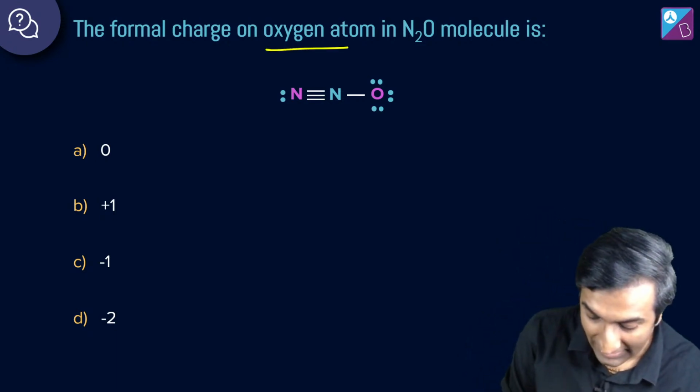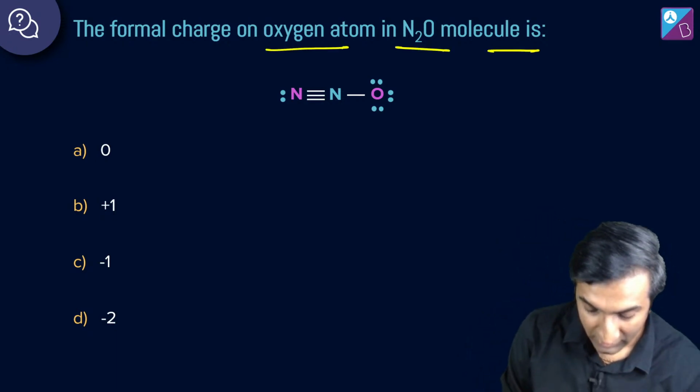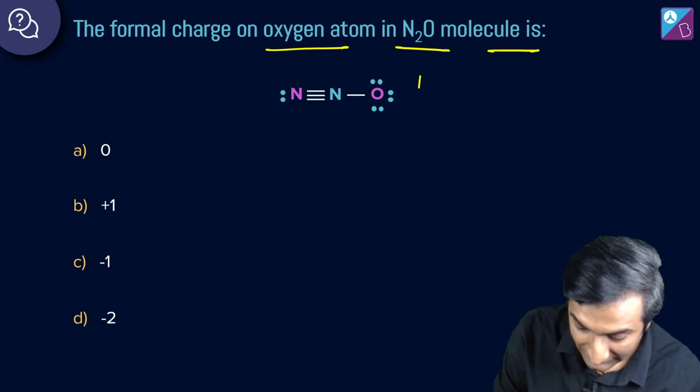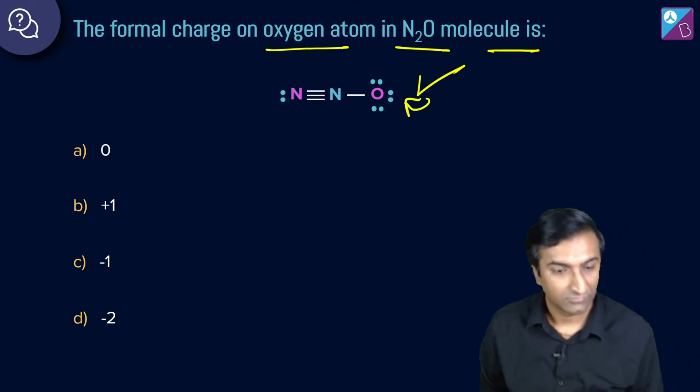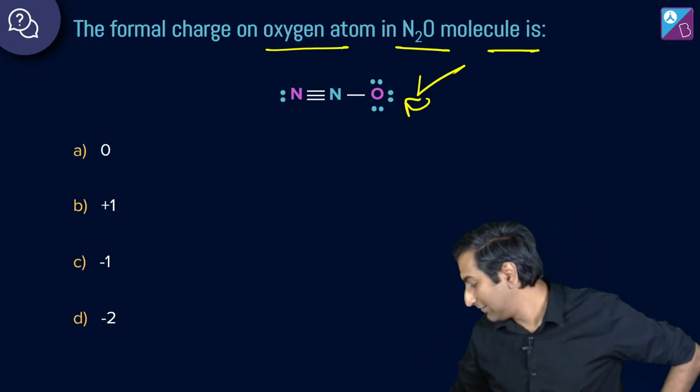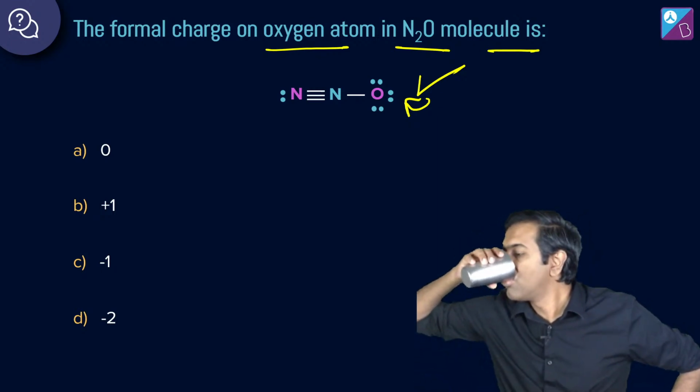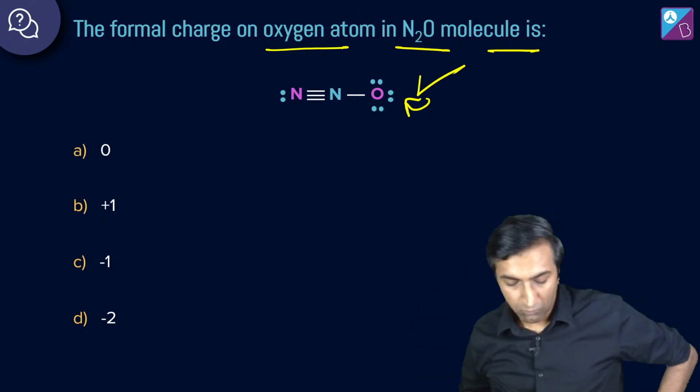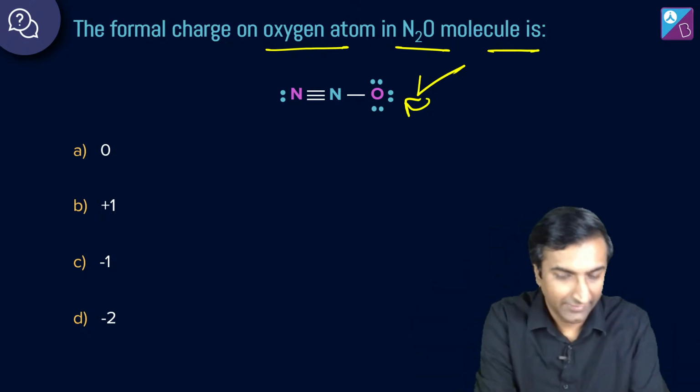The formal charge on the oxygen atom in the N2O molecule is what? We have to find the formal charge on oxygen. Excellent, try this one out. Please find its formal charge, try it. Try this out.